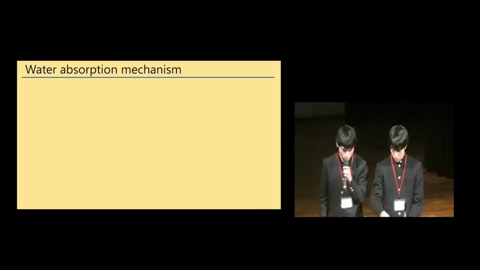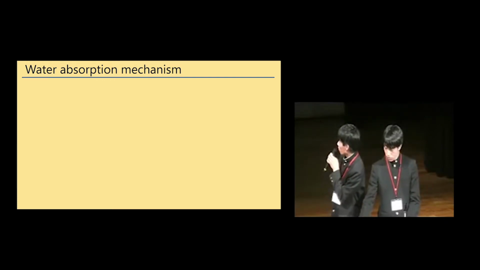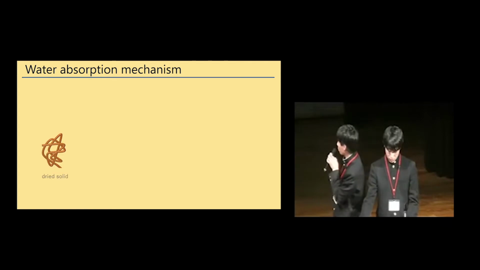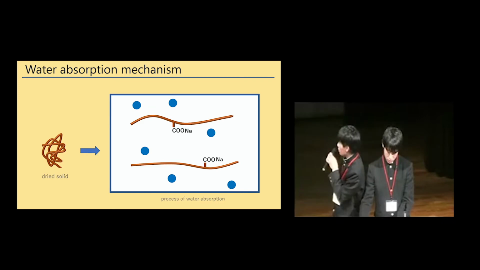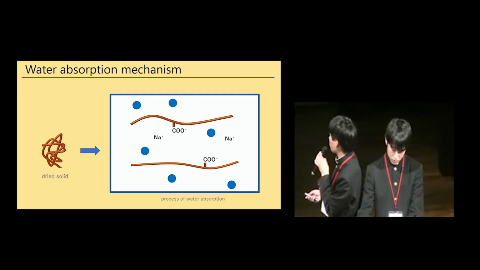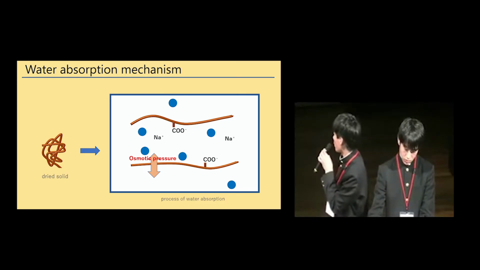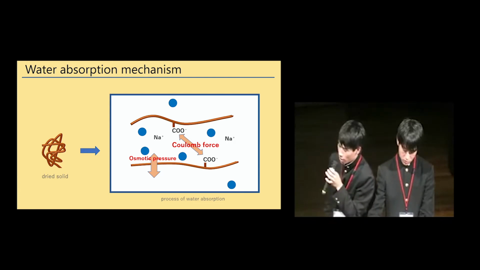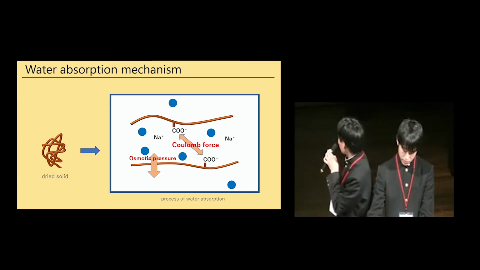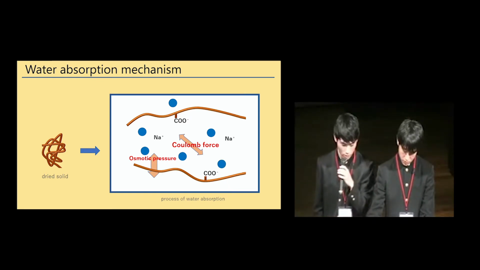The process of absorption is as follows. When it is a dry solid, it has small volume because the long chains in the molecule get tangled. However, once it absorbs water, sodium carboxylate in the molecule gets ionized. Then the ionized sodium ion increases osmotic pressure, and lets water come into sodium polyacrylate. Moreover, Coulomb force caused by carboxylate and ion expands the mesh structure, and water is kept within the molecule. This is how sodium polyacrylate absorbs and retains water.